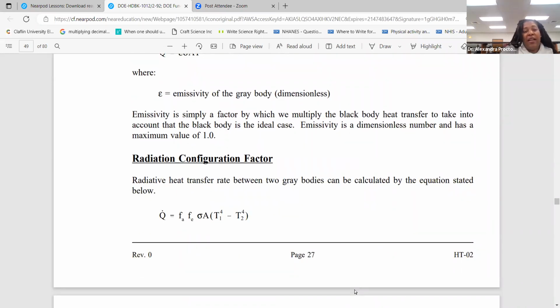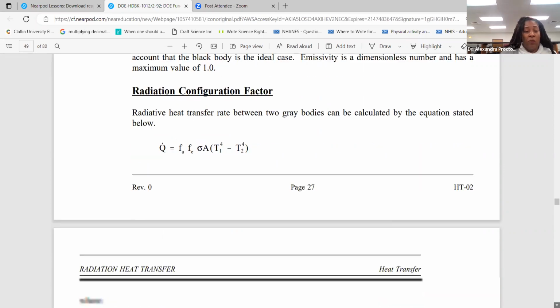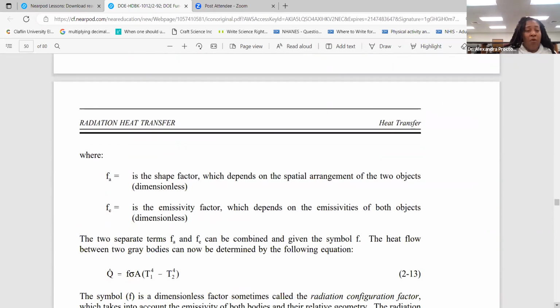Radiation configuration factor. The radiant heat transfer rate between two gray bodies is calculated by using the equation Q is equal to F sub A times F sub E, sigma A, in parentheses, T1 to the fourth minus T2 to the fourth, where F sub A is the shape factor, and it depends on the spatial arrangement of two objects.